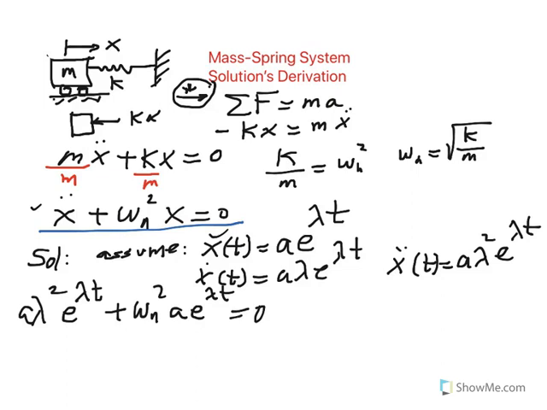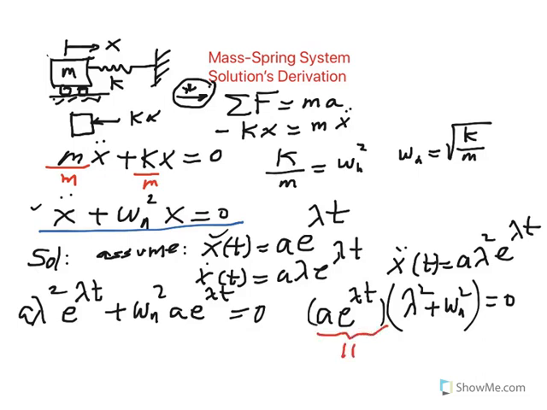Notice that we can factor out a e to the lambda t, and then we are left with lambda squared plus omega n squared. So how could a product of two parentheses equal 0? Either the first parenthesis has to be equal to 0, which is not a good idea because that would mean the solution is 0. That's called the trivial solution. Or the second parenthesis has to be equal to 0. That's the better choice, and that will give us the roots of our system.